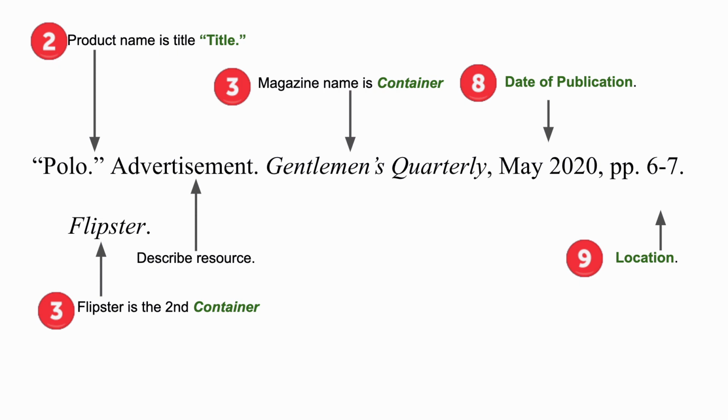The magazine name is the container. The magazine issue is the date of publication. The location is a page number. There's no URL for this. And then we're going to treat Flipster as the second container. And so there you have it.